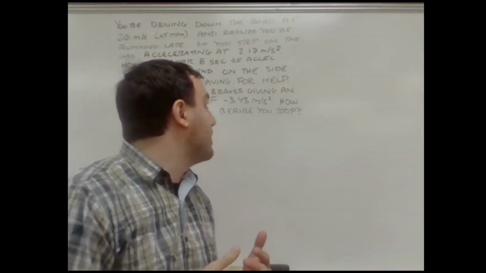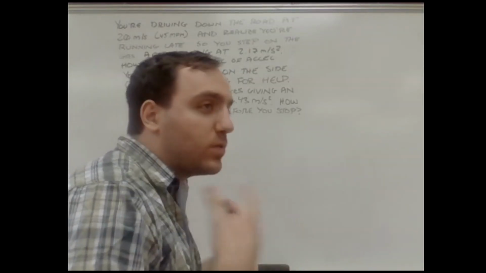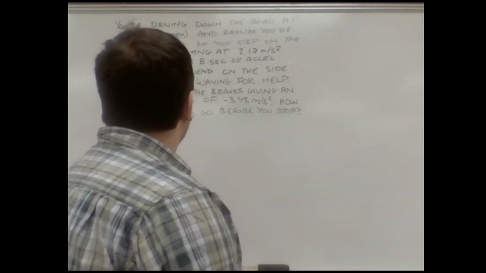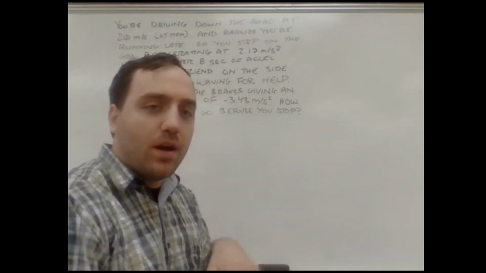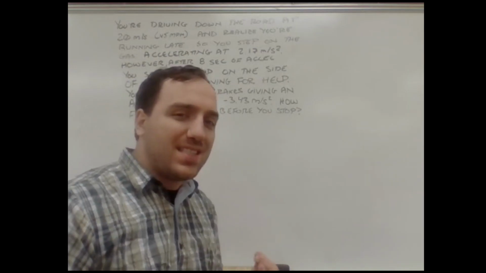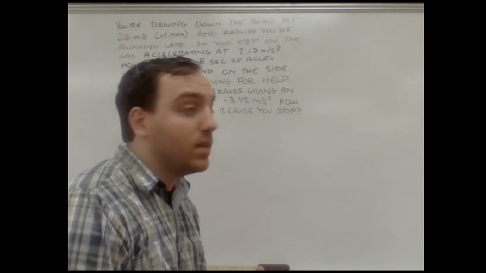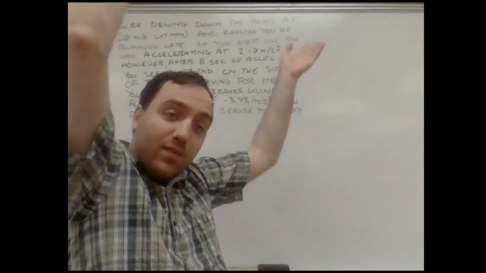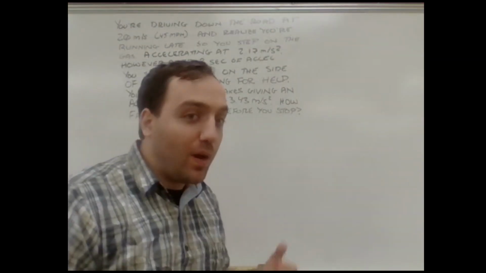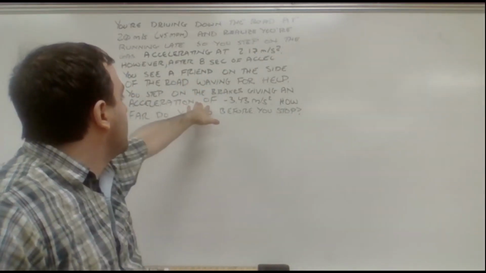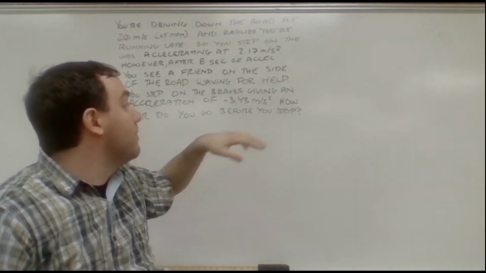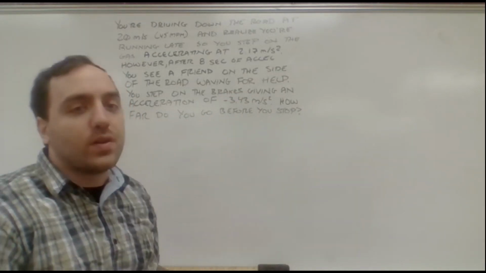You're driving down the road, maybe going to a party or school, at 20 meters per second when you realize you're late. So you step on the accelerator, providing an acceleration of 2.17 meters per second squared. However, after 8 seconds of acceleration, you see a friend broken down on the side of the road, waving for help. You, being a good friend, decide to stop. You step on the brakes, giving you an acceleration of negative 3.43 meters per second squared, negative because you're slowing down. How far do you go before you stop?